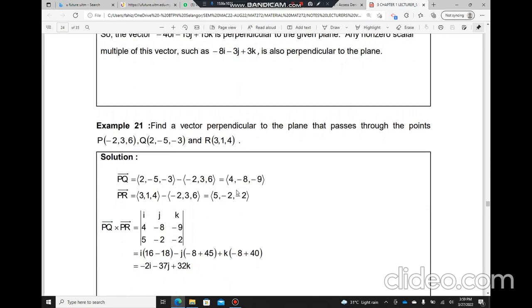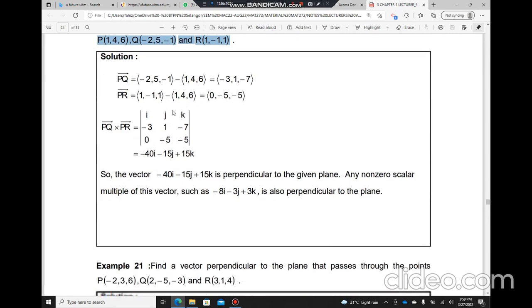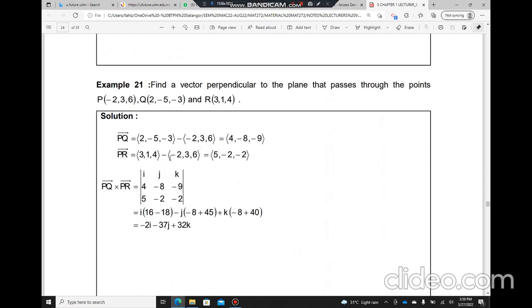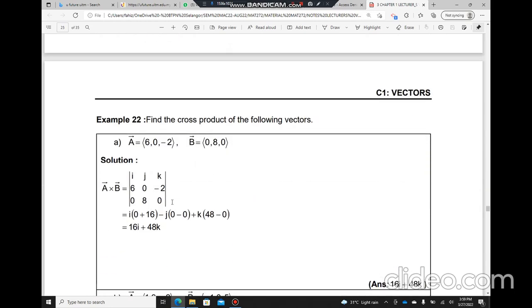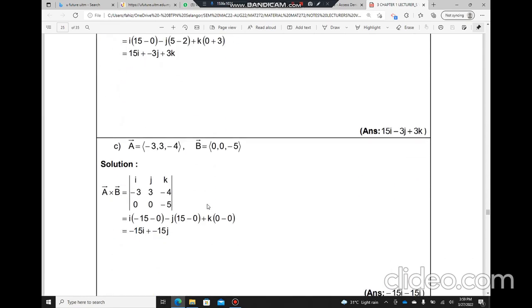Okay, example 21 boleh refer example 20. So yang ni untuk example 20. Okay, example 21 pun cara yang sama. Bila dibagi 3 koordinat, kena cari PQ and PR. Okay, lepas tu baru guna cross product. Okay, find the cross product for the following vectors. Okay, yang ni dia direct bagi A and B. Okay, yang ni pun dia bagi A and B.